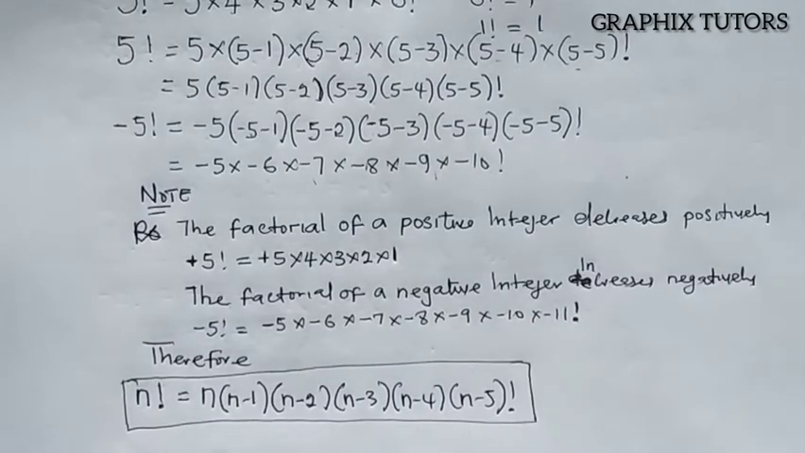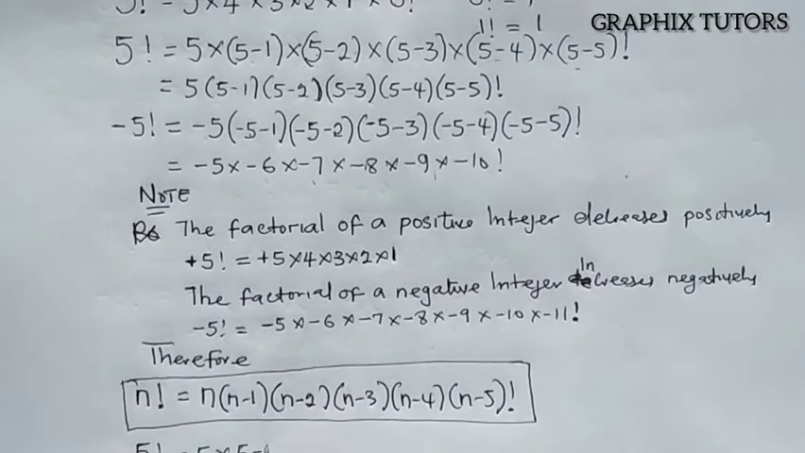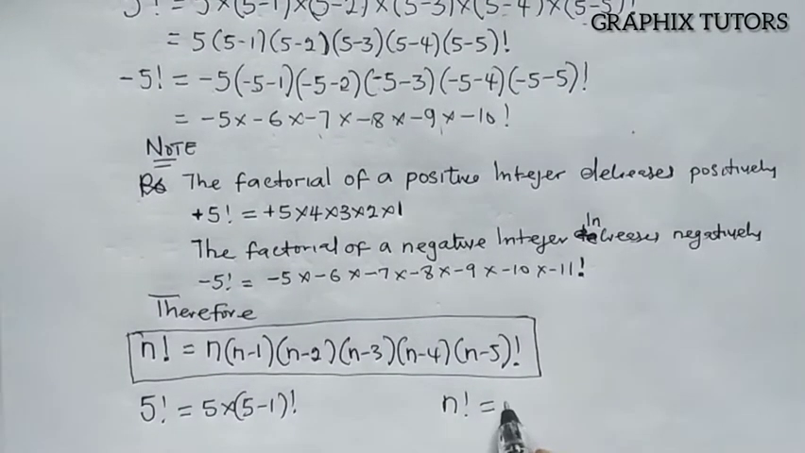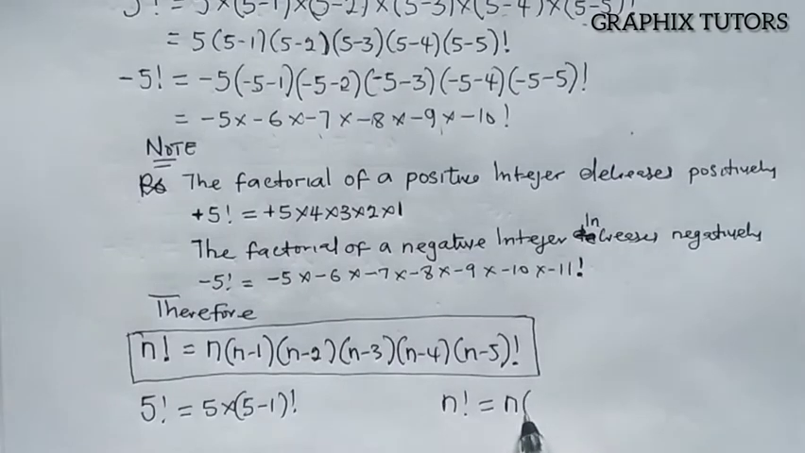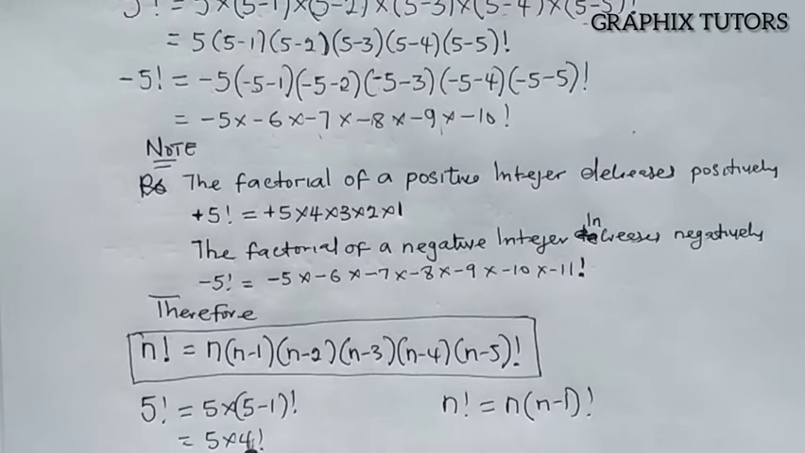So just like my 5 factorial is equal to 5 times 5 minus 1 factorial, similarly my n factorial will be equal to n bracket n minus 1 factorial. Because this here will give me 5 times 4 factorial. I will know 4 factorial is 4 times 3 times 2 times 1 and so on.